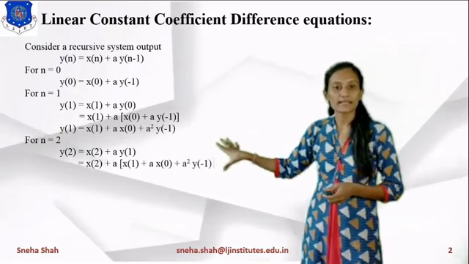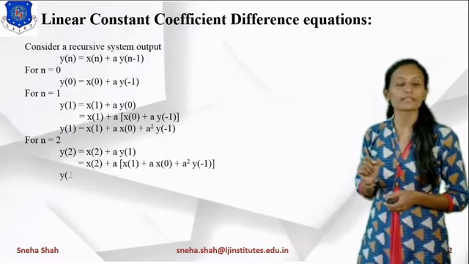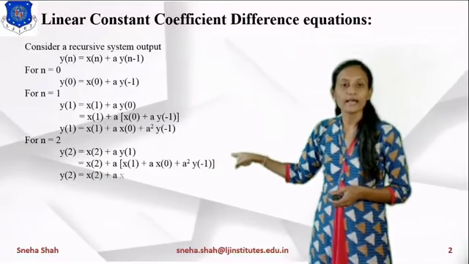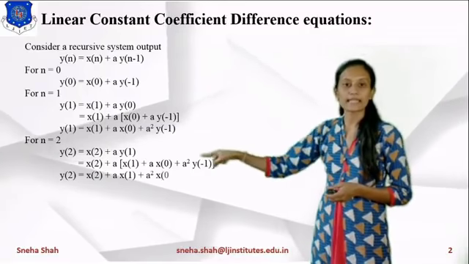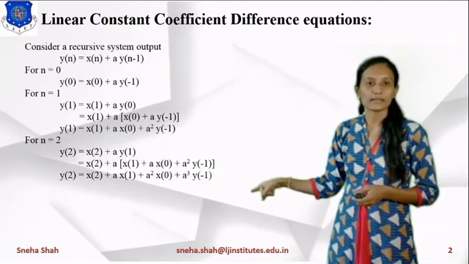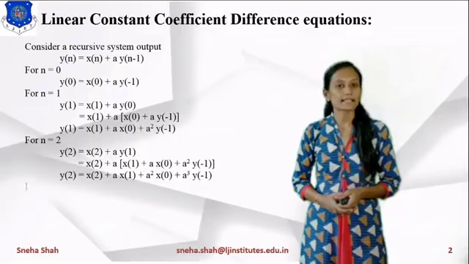Now if I simplify this particular equation, it will be y of 2 equals x of 2 plus a into x of 1 plus a into a, which means a square x of 0, plus a into a square, which means a cube y of minus 1. Now from these three equations, we can derive the generalized equation.